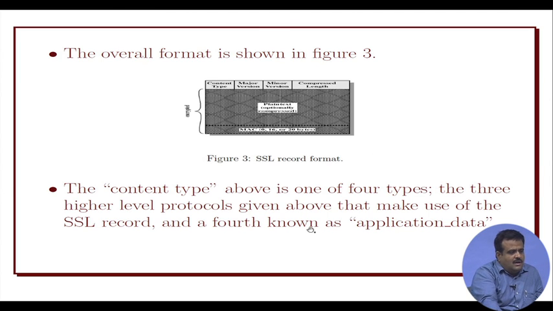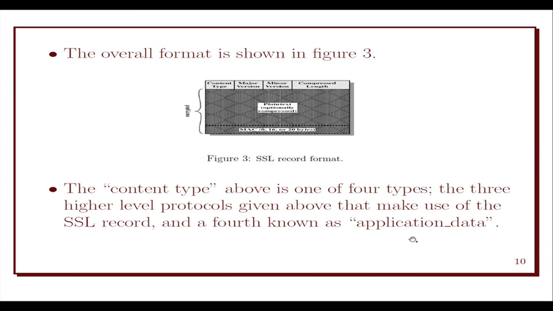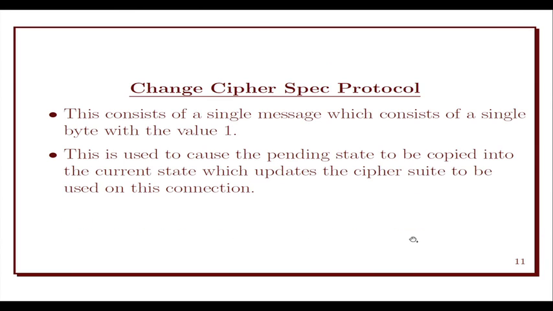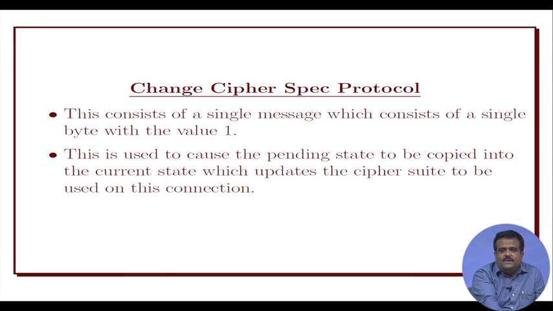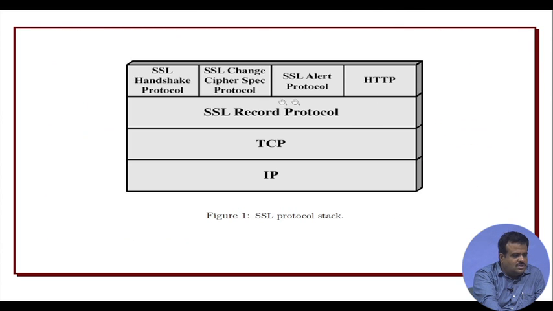Okay. So, this is the overall structure of the SSL record format, and the content type above is one of 4 types. Three are higher level protocols that make use of the SSL record, and the 4th is known as application data. So, now we talk about the top level protocols, what we are doing here.